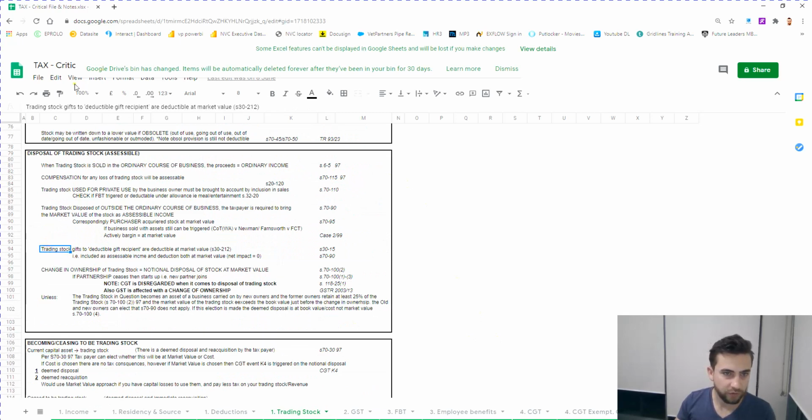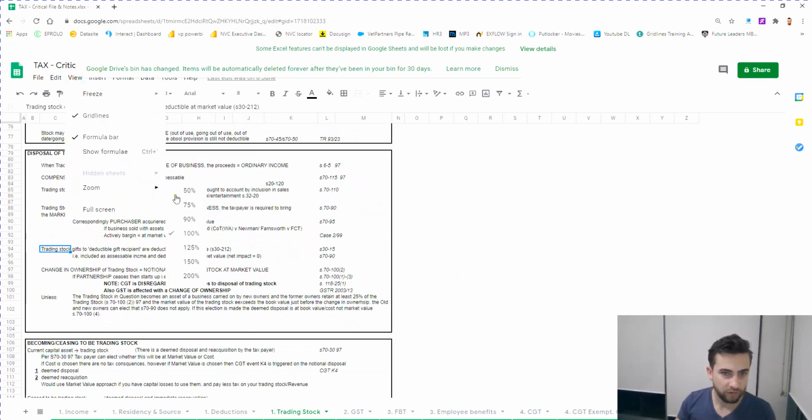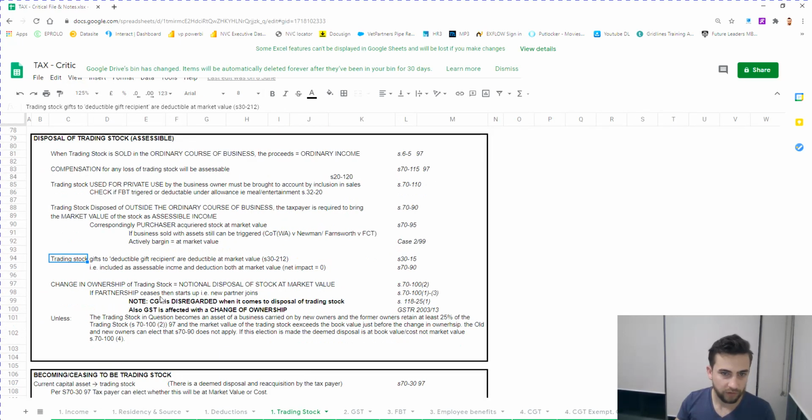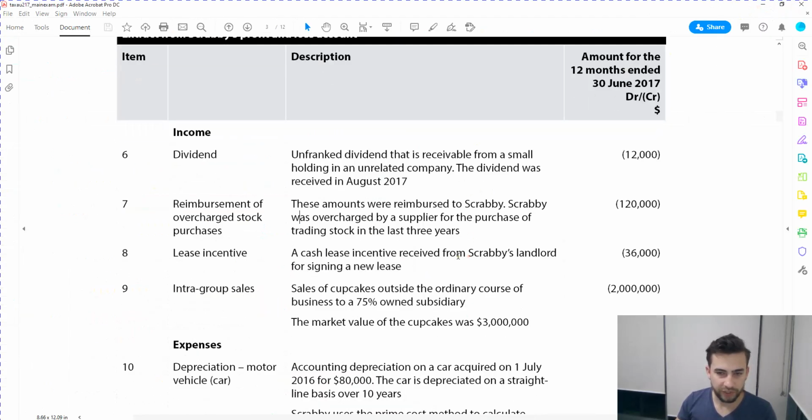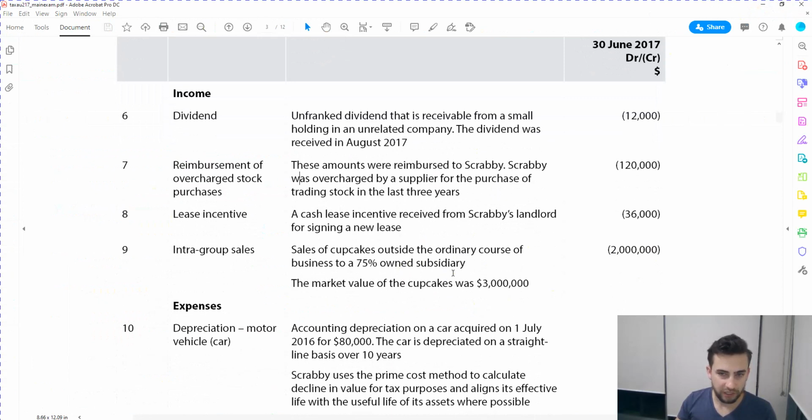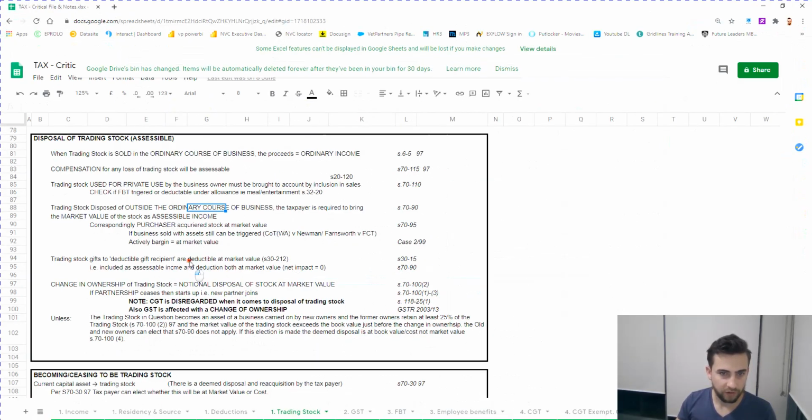Trading stock disposed of. Where is it? Outside the ordinary course of business. See how it says there, outside the ordinary course of business. The taxpayer is required to bring the market value of the stock as assessable income. So what does that mean? It means we actually need to bring the income up to the market value. See, the market value of the assessable income.